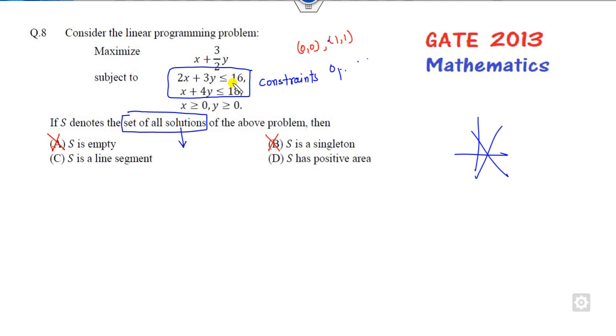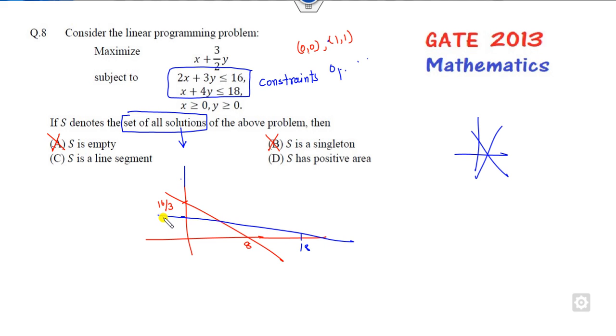Now if you look at this graph, the first value is 2x plus 3, so it is 8, and it is 16 over 3. And the second value is 18, that is 9 by 4. So 9 by 4 is definitely here, and it's 5, so it's here. Now what is this? This is a less than portion.